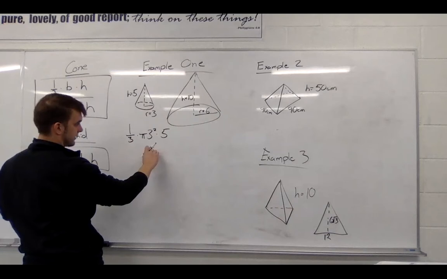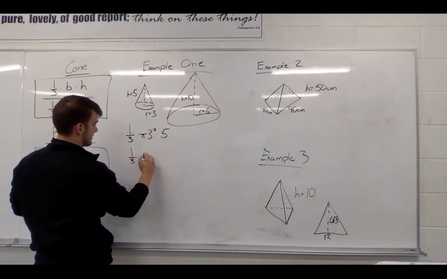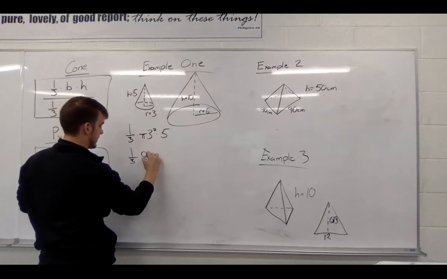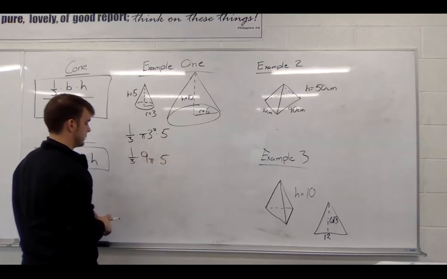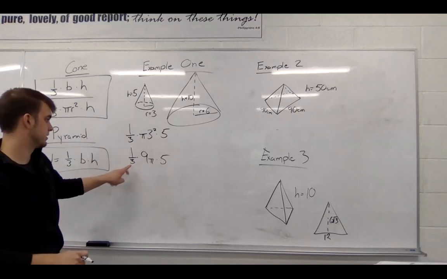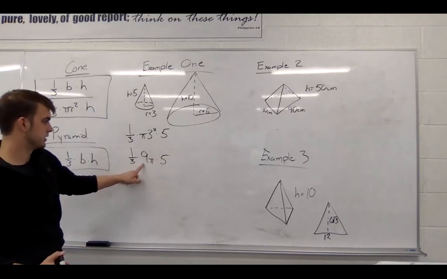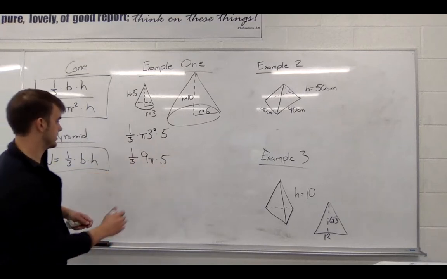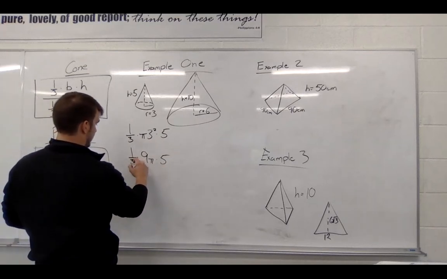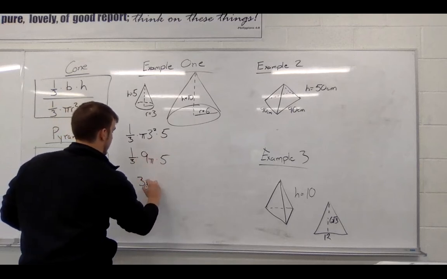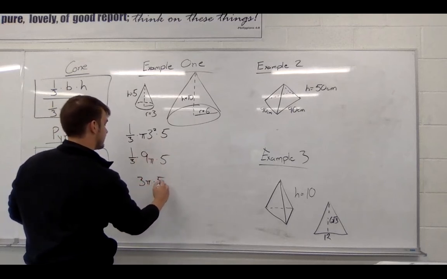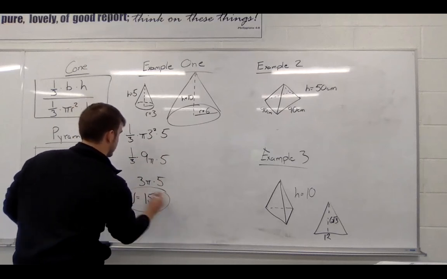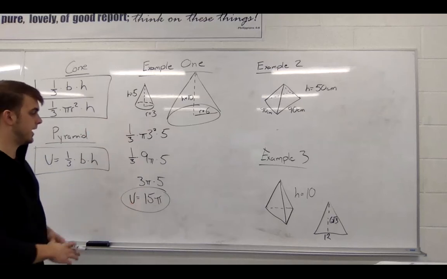So we have to simplify this. 1/3 times 3 squared is pi times 9, so 9 pi times 5. Here you can do whichever step you would like. You can do 1/3 times 9, which is 3, or you can do 9 times 5, which is 45, and then divide by 3. Both come out the same. So 1/3 times 9 is 3 pi times 5. 3 pi times 5 is 15 pi. So the volume for this first cone is 15 pi.